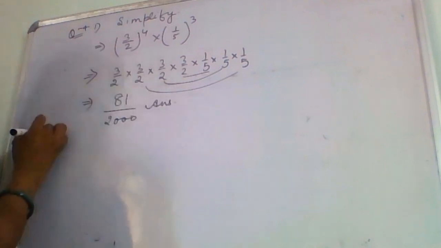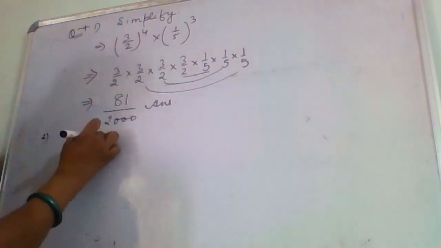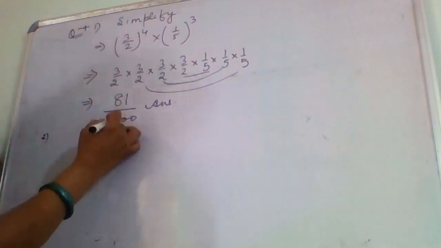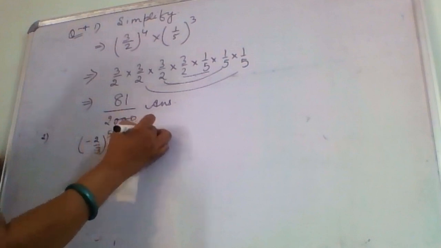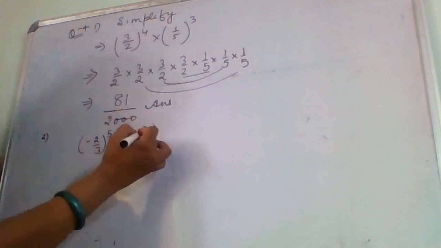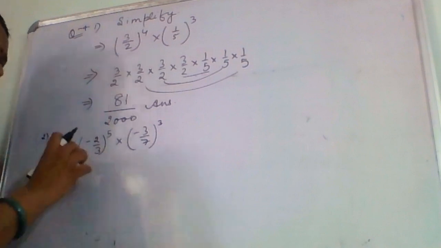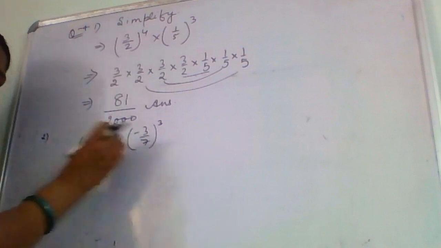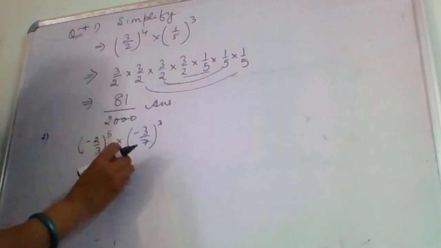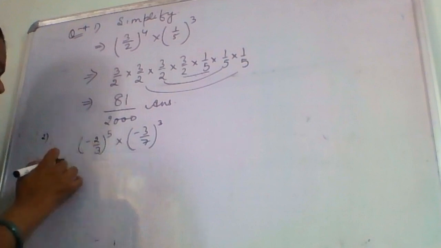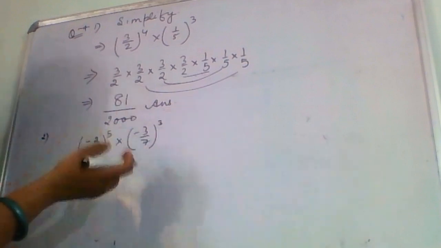Now what about question number 2 of this? The question states (-2/3)^5 into (-3/7)^3. Again, students, here you will check whether the bases are the same or not, or whether we can apply any laws of exponent or not. So here we cannot apply any laws of exponent. So what I do is simply expand this exponential form and do the needful.